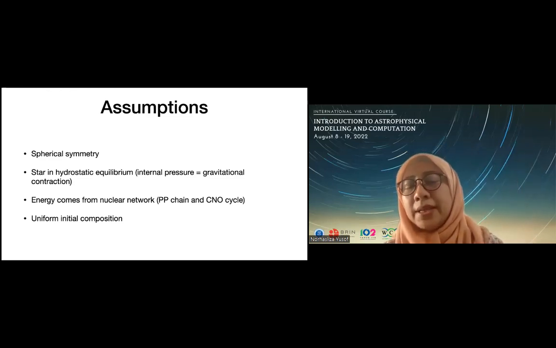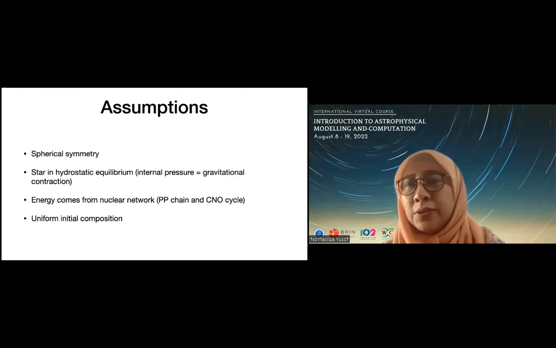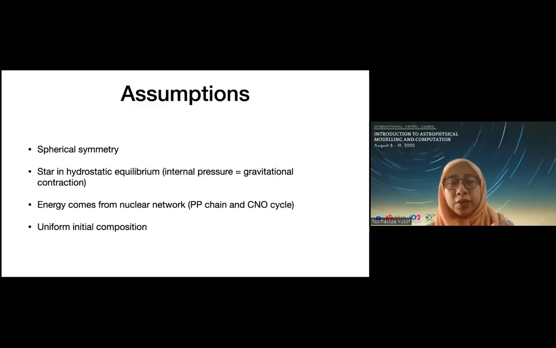What does it mean? It means that the internal pressure is equivalent to gravity contraction. If it is not in hydrostatic equilibrium, the star will easily collapse. Okay, so we want to prevent it from collapsing at a very early age. So we assume that it is in hydrostatic equilibrium.